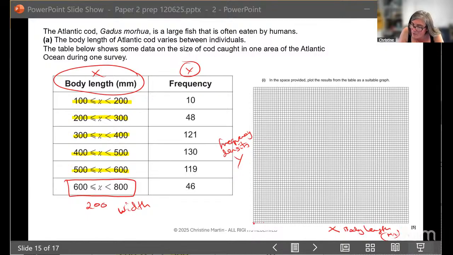So if I want to do 1, 2, 3, 4, 6, 7. If I want to have a width here, which is 100, so therefore I'm going from 100 to 200, then I need to make sure that I can fit all the way up to 800 in my scales.